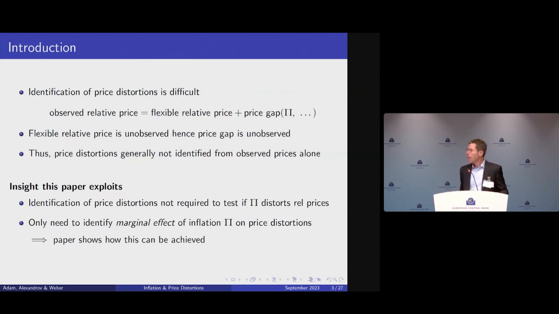Okay, that's the problem. And of course, you could adopt special assumptions, like the flexible price follows a random walk, or you suppose you have quite informative data about this flexible price. Then of course you could overcome that problem, but this in general is not what we have. Now the insight that we explored in this paper is that in fact we don't have to directly identify the price distortions if we want to test whether or not inflation distorts relative prices, you know, this main mechanism that is there in the theories. The only thing that we need to identify is the marginal effect of inflation on these price distortions, and that's something different, and it turns out that this can be done, and we show how we do this in this paper.